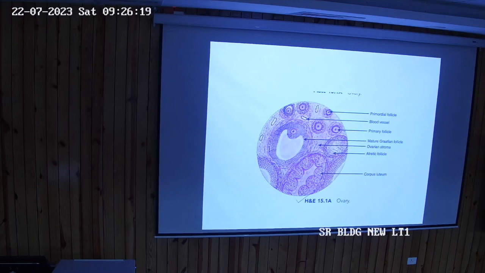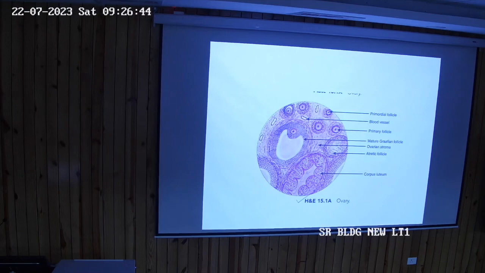So the oocyte comes out. As the oocyte comes out, what remains? An empty follicle. The wall of the empty follicle is thickened and folded. This thickened and folded wall acts as an endocrine organ, and that is called the corpus luteum.